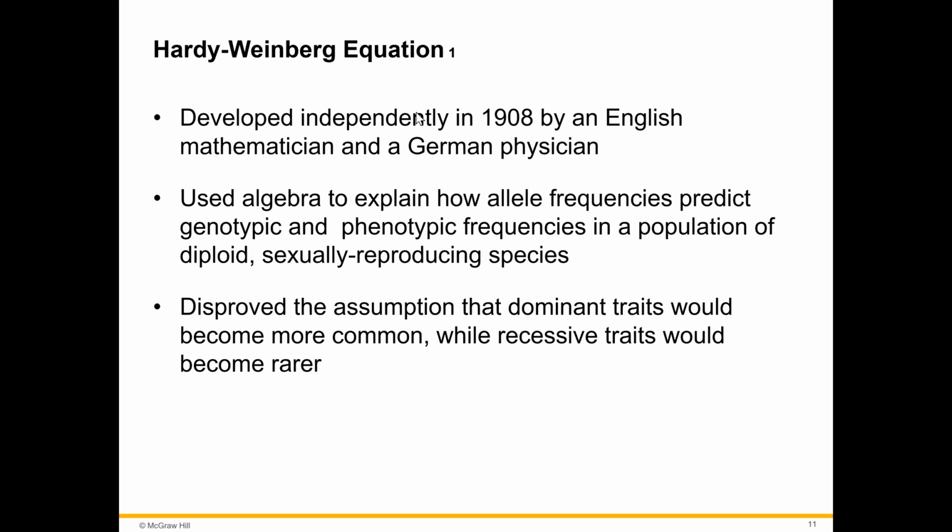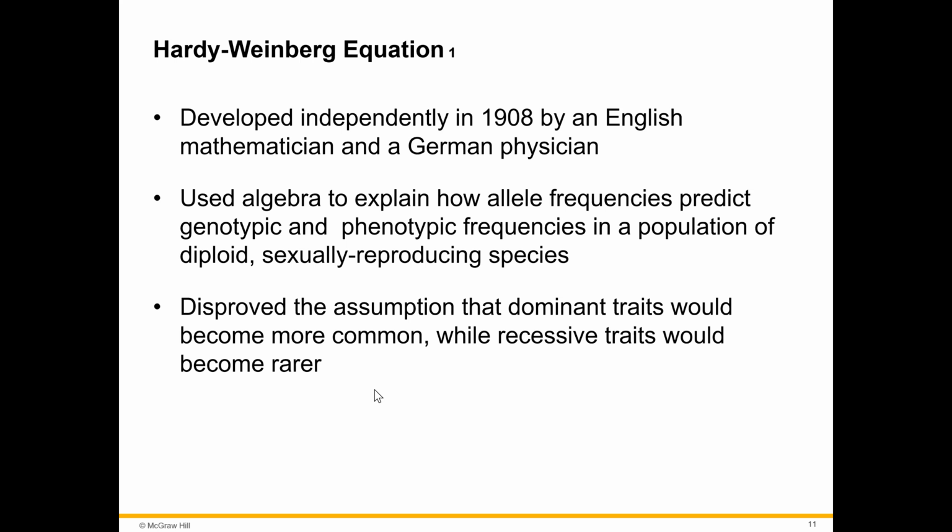Hardy-Weinberg equilibrium. Developed independently in 1908 by an English mathematician and a German physician, they used algebra to explain how allele frequencies predict genotypic and phenotypic frequencies in a population of diploid, sexually reproducing species, which is us, humans. We are a diploid and sexually reproducing species. They discovered the assumption that dominant traits would become more common while recessive traits would become rarer was wrong.